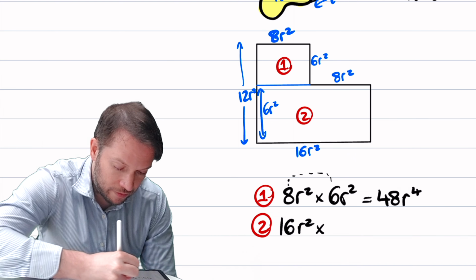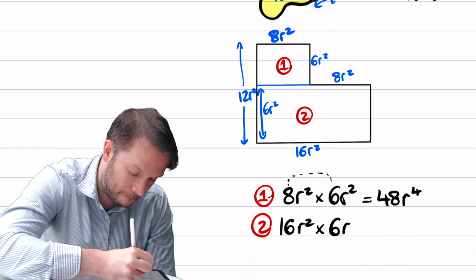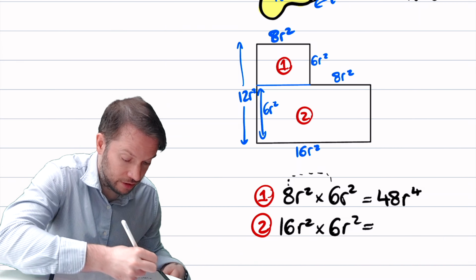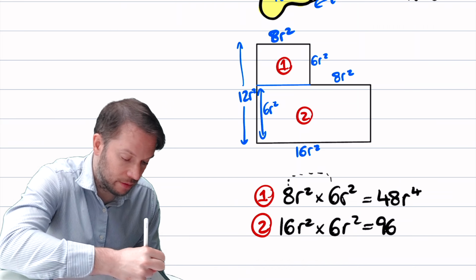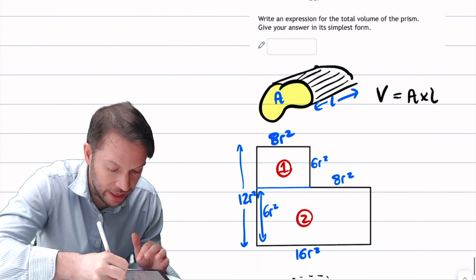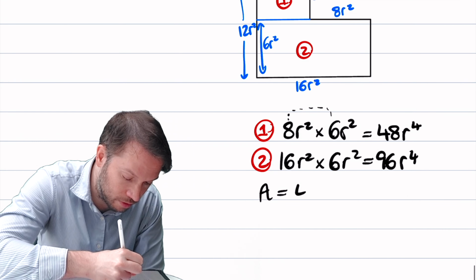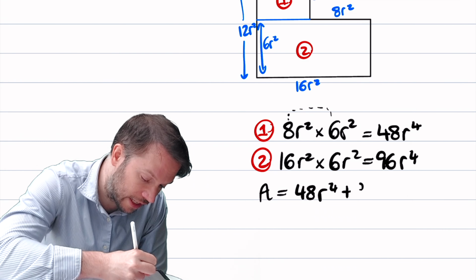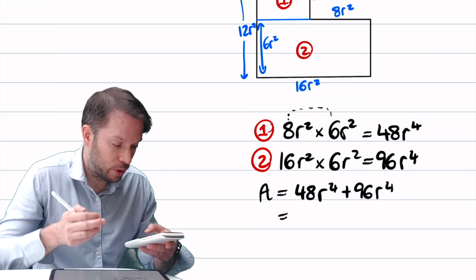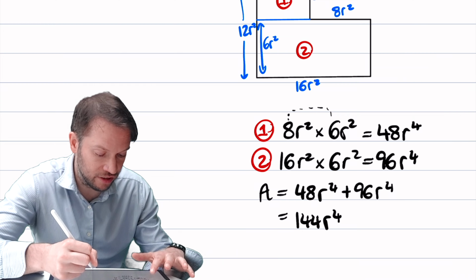So we're going to do the length times the height, 16r squared times 6r squared. If I do 16 times 6 on my calculator, it is 96. And then r squared times r squared again is r to the power 4. So the total cross-sectional area, which remember is this A here, is the total of the two areas: 48r to the 4 plus 96 lots of r to the 4. If you add the 48 and the 96, we have in total 144 lots of r to the 4. So that is the total cross-sectional area.